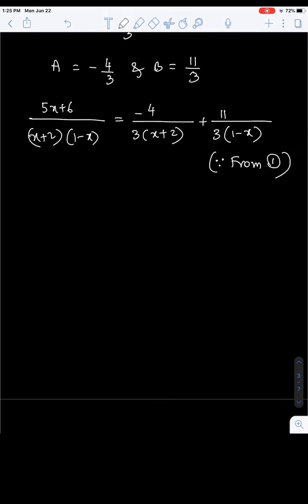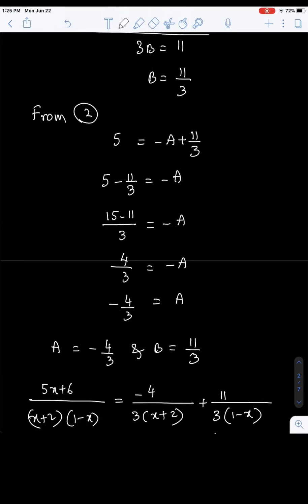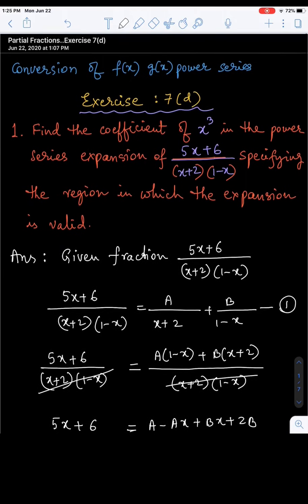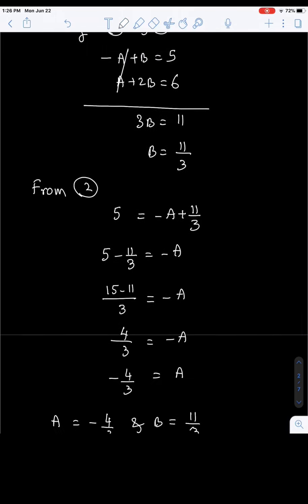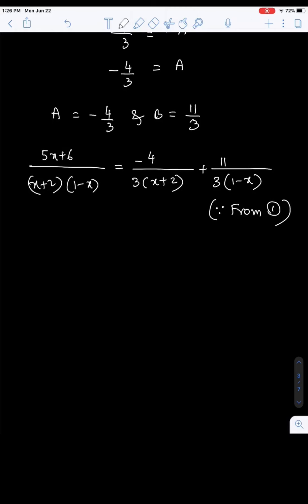From here onwards, you should listen very carefully, because in the question, what was asked? To find the coefficient of x cube in the power series expansion. Now it is time to write the power series. So how to write the power series? I will explain you now. What is the meaning of power series? Take RHS. In RHS, focus on this binomial, which is to be written with 1 plus.